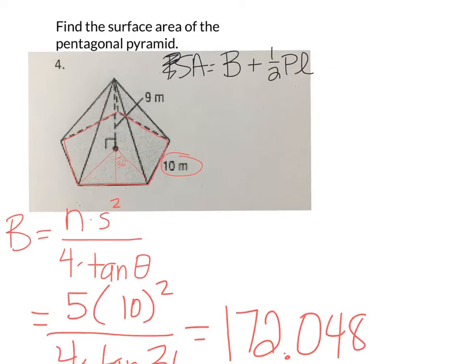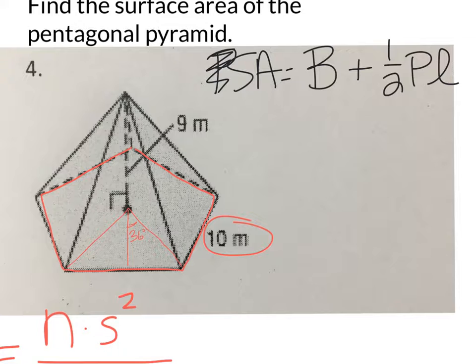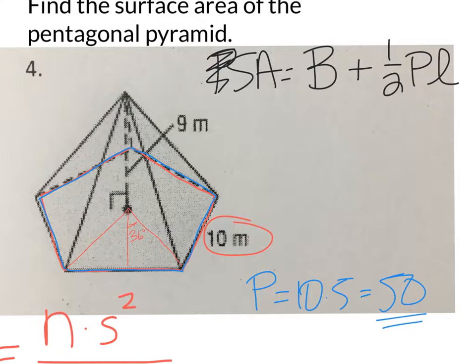Okay, now I'll come back up here. Perimeter, well, that's pretty easy. Perimeter is simply the distance all the way around my pentagon. So 10 plus 10 plus 10 plus 10 plus 10. Perimeter is 10 times 5, which is 50. So now all I have to do is figure out what my slant height is.